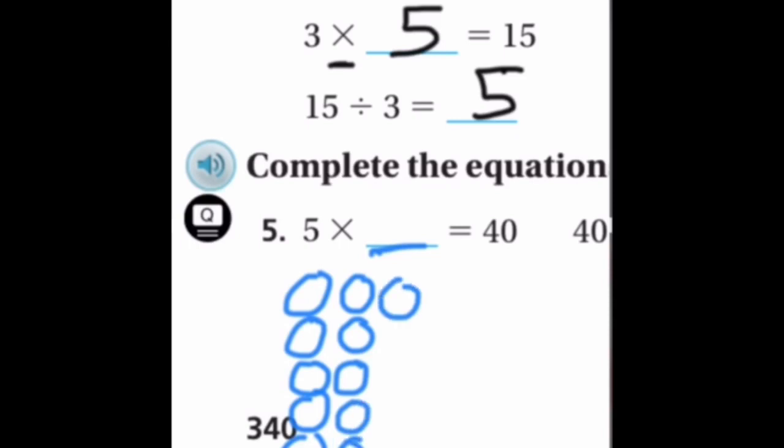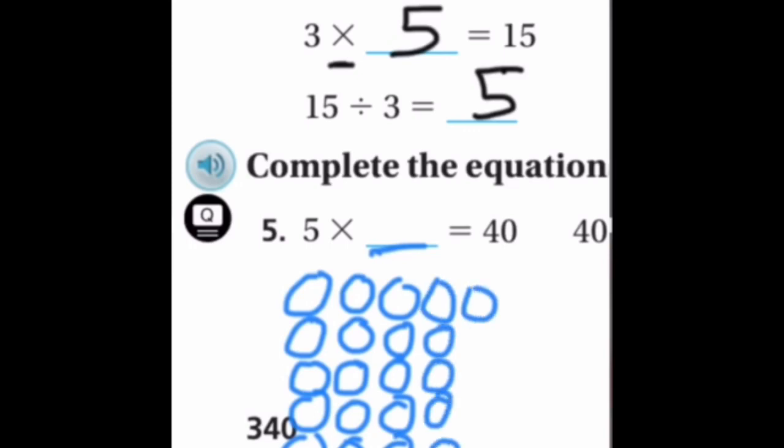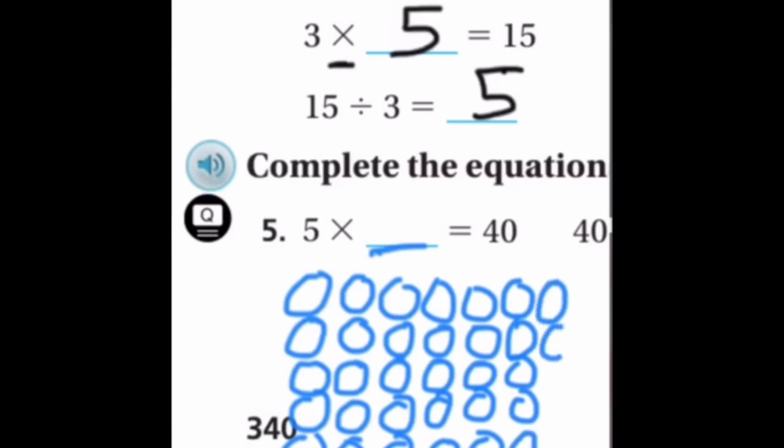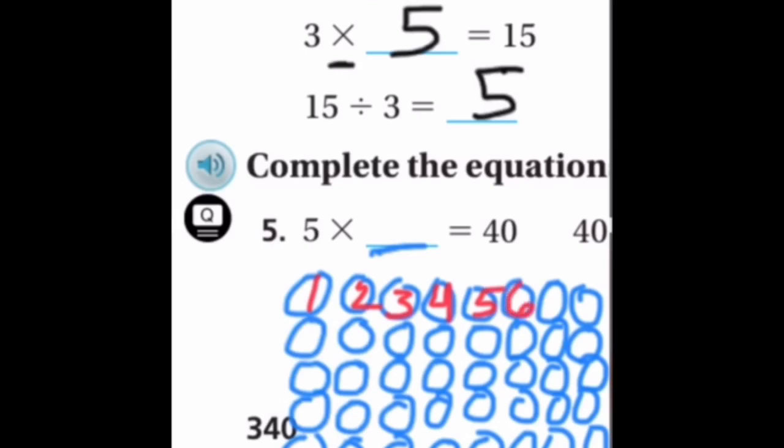And I keep going. 11, 12, 13, and so on up to 40. Whew, that was a big one. All right, so how many are in each row? 1, 2, 3, 4, 5, 6, 7, 8. 5 times 8 equals 40.